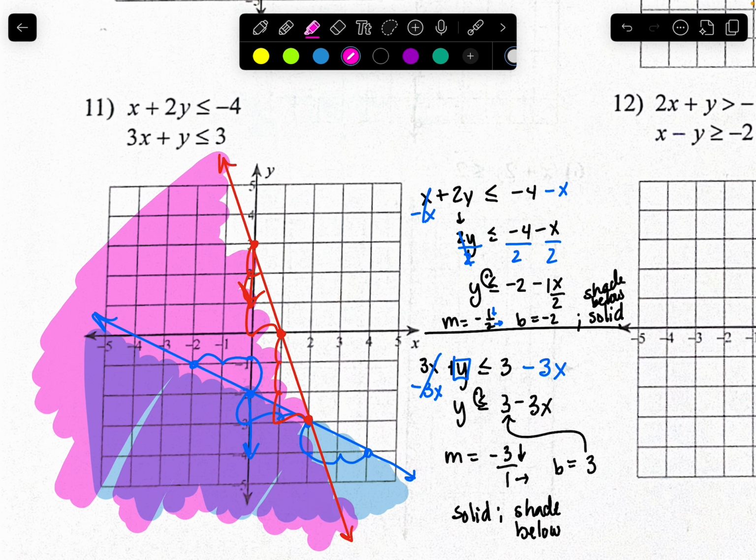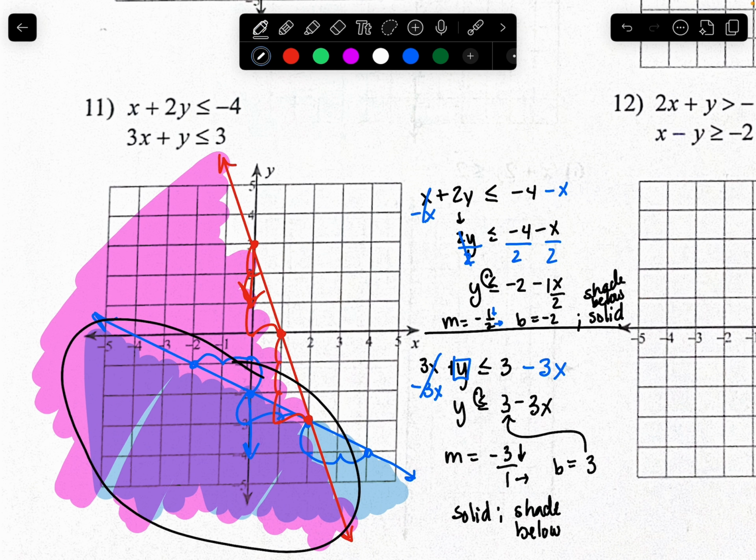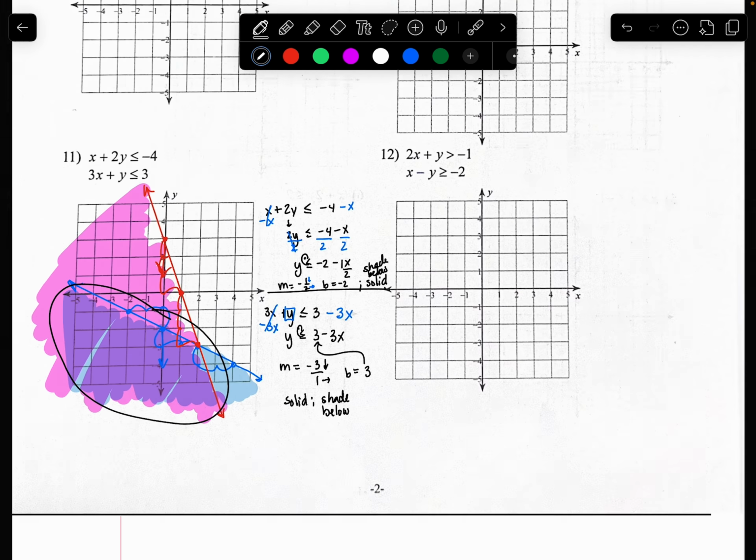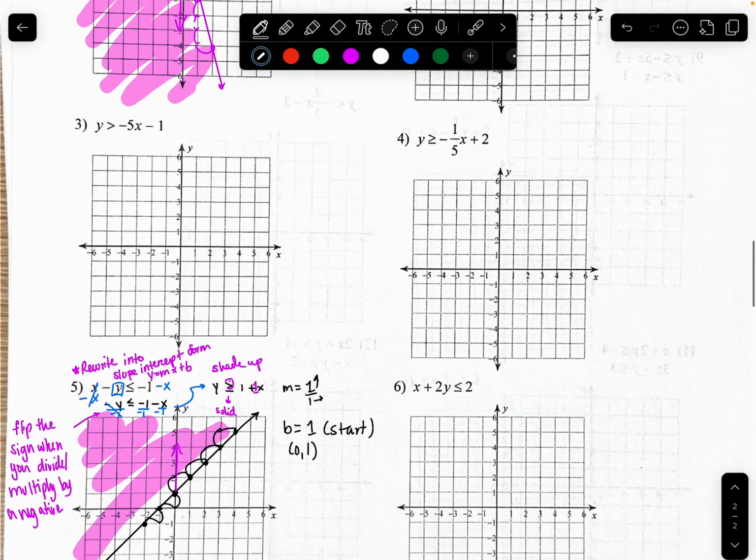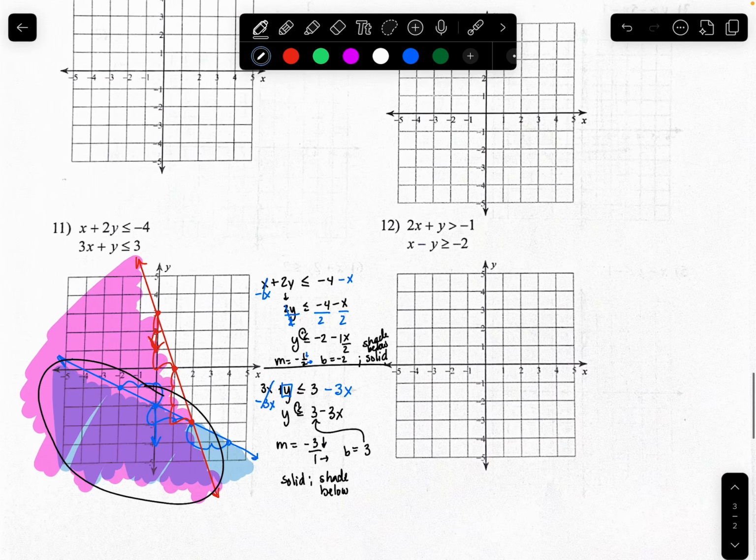Okay, so now where's your solution set? It's where they make purple. Okay, so please circle your solutions. That's pretty much the notes, and everything else, do it as practice. We will check it on Tuesday.